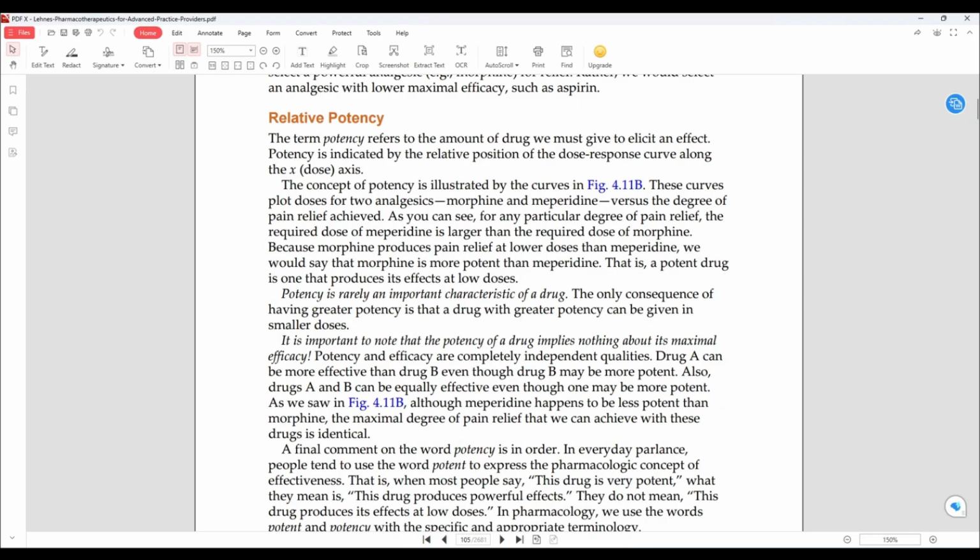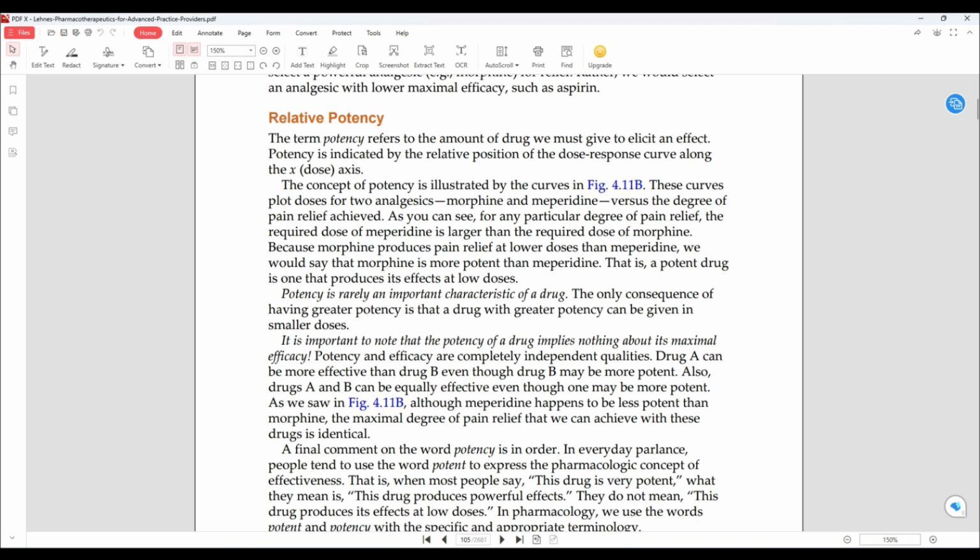Relative potency. The term potency refers to the amount of drug we must give to elicit an effect. Potency is indicated by the relative position of the drug response curve along the x-axis. The concept of potency is illustrated by the curves in Figure 4.11b. The curves plot doses for two analgesics, morphine and meperidine, versus the degree of pain relief achieved. As you can see, for any particular degree of pain relief, the required dose of meperidine is larger than the required dose of morphine. Because morphine produces pain relief at lower doses than meperidine, we would say that morphine is more potent than meperidine.